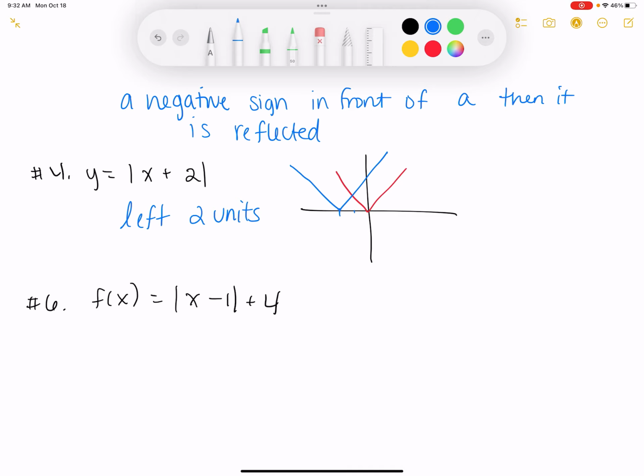All right, am I shifting left or right? Right. Right by how many units? 1. Right, 1 unit. And up or down? Up. Up how many? 4. Up 4.